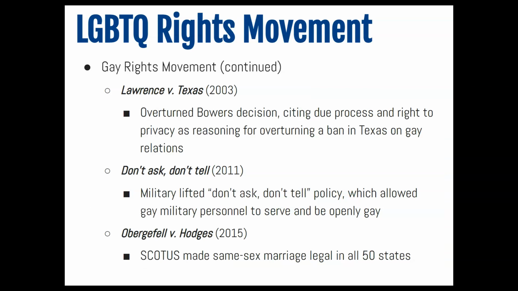In 2003, 17 years after this, in the case of Lawrence v. Texas, that Bowers decision from 1986 is actually overturned. So the Supreme Court overturns a previous decision, citing due process and a right to privacy as reasoning for overturning that Texas ban on homosexual relations. It was this idea that laws regarding private sexual conduct violated an individual's right to privacy, and this idea that the government shouldn't control what happens in the private home or bedroom of the American people.